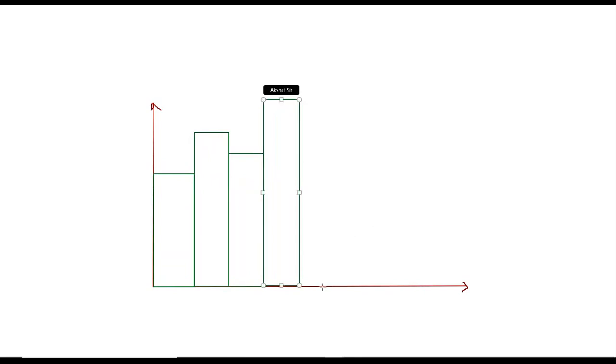Once you have made this histogram, it will look like this. I hope everybody now knows how to construct a histogram. So this is how your histogram will be looking. Over here we have values like, for example, this is 10, now this is 20, this 30, 40, and 50, like that. The green color one is the histogram.